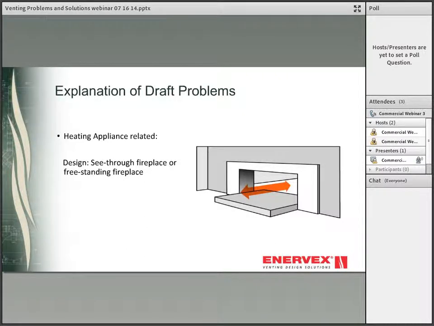This problem can also occur when the openings into the rooms are at a different pressure. So one room, say, has a stairway or vaulted ceilings, and the other one does not. Possible solutions are to close one side of the see-through fireplace, or redesign the smoke chamber to provide a better flow, or redesign or rebuild the chimney to provide the proper draft. And of course, you can install a mechanical draft system to solve the problem.